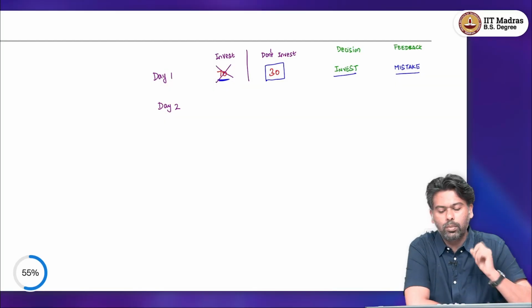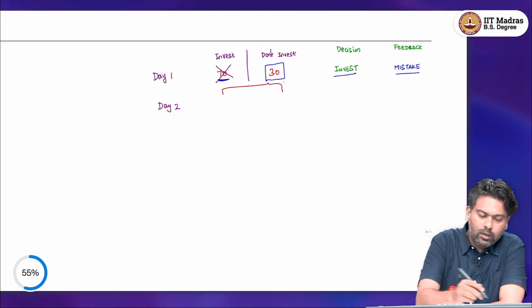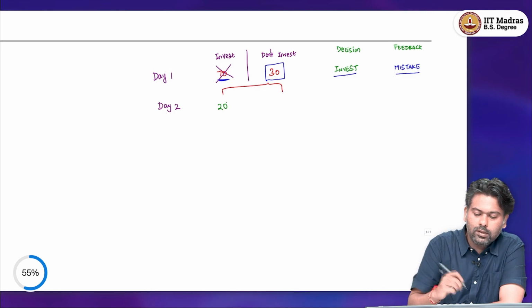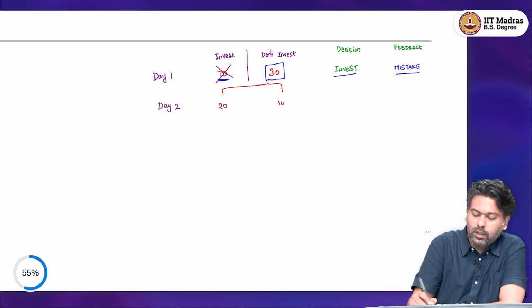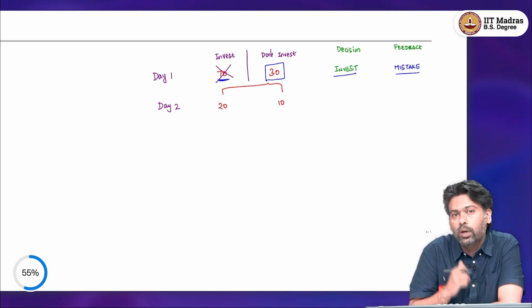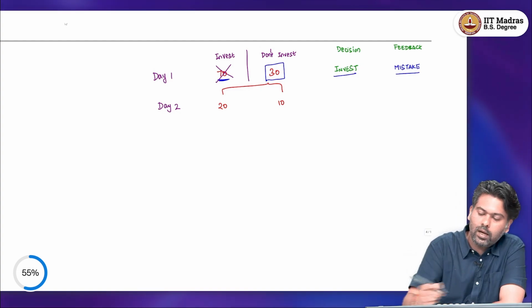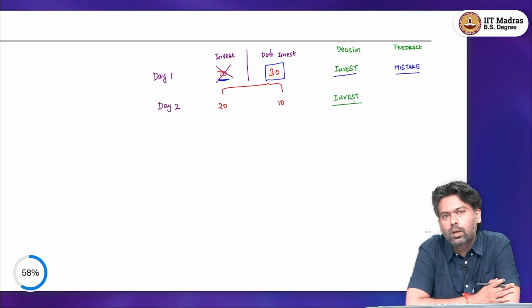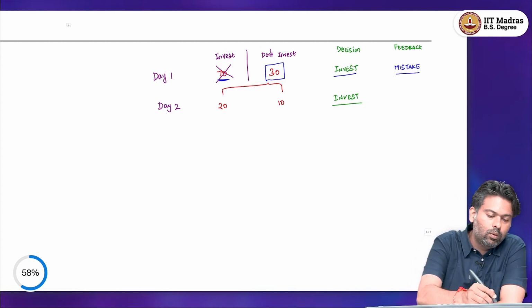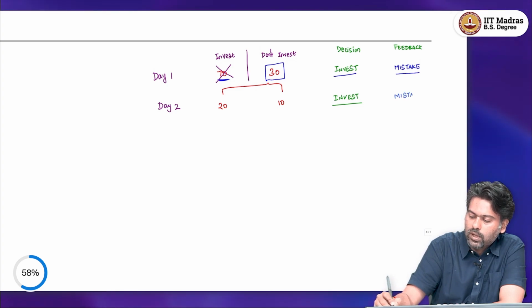Now, among these 30 people, let us say 20 say invest on day 2 and 10 say don't invest. Now, what would I do? Well, again, I will go with the majority, and let us say I will invest. Let us say I do this. Now, let us say I was unlucky again, and this was also a mistake.